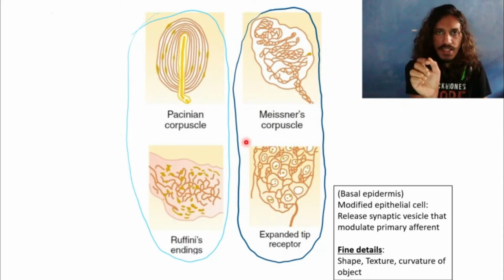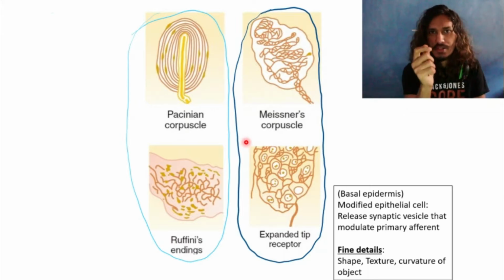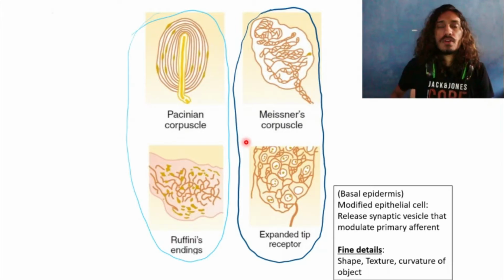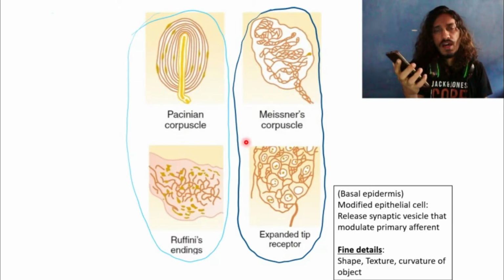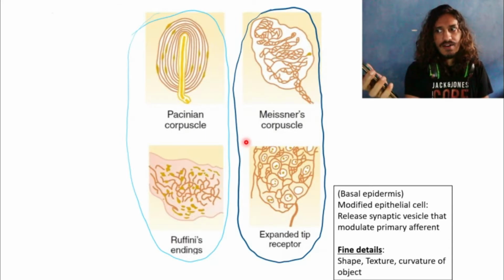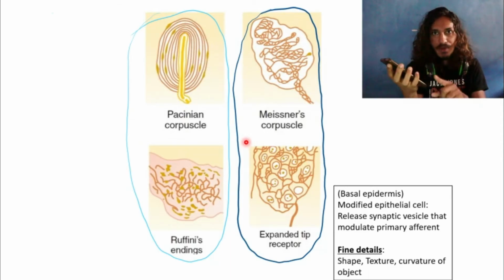If you keep touching something to understand what that object is, how much curvature it has, and what the fine texture elements of it are, all of that is done by your expanded tip receptor, which is your Merkel's disc. If I take my phone and hold it like this, I have to understand where the volume controls are. I go there, touch it, and once I hold it, I understand that is my volume control. I can feel the shape and all that.